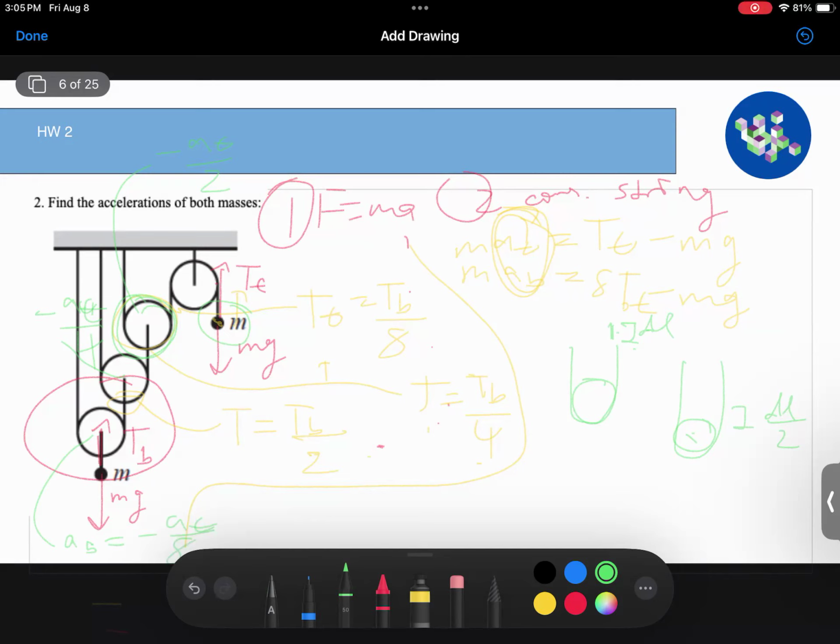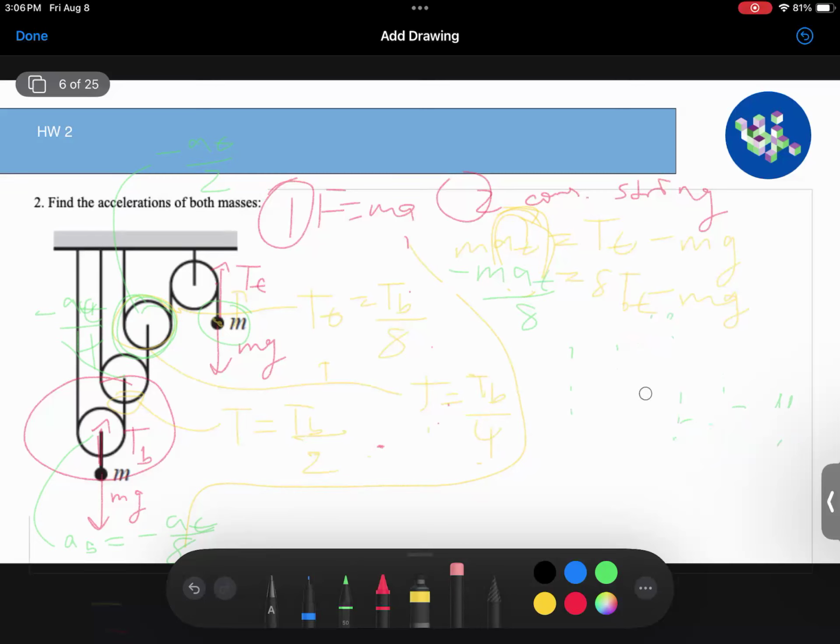Now, when I plug that back into my equation, AB equals negative AT over 8, I should get negative AT over 8. By the way, you have to be careful about your positive or negative signs. It's very easy to mess this problem up if you don't get your signs correct. And now it's just a matter of algebra. I think you guys can do it now.